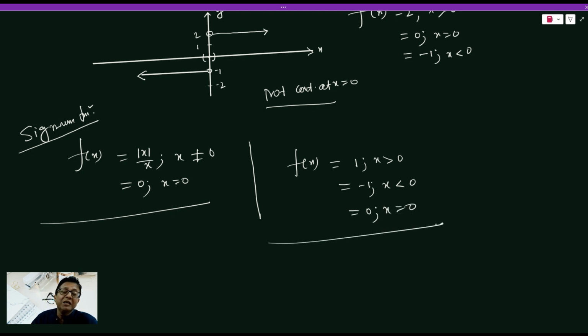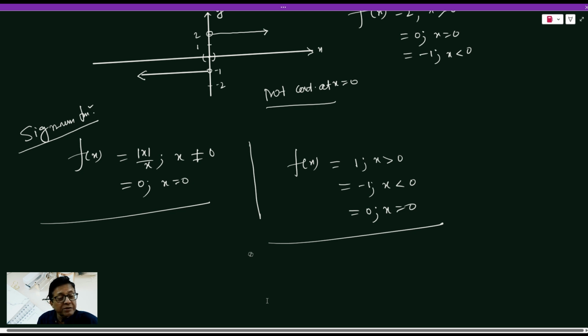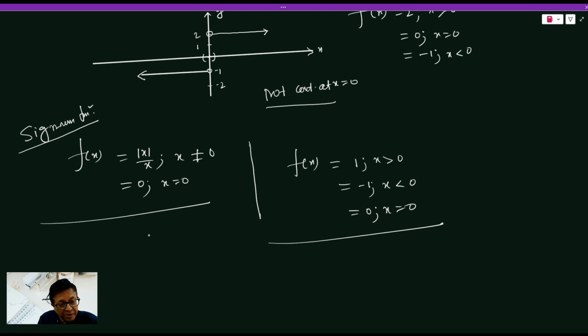In your textbook class 11, the graph of function was also there. So let me try to plot the graph of this function. When x equal to 0, it is 0. It is 0 here, similar to previous one. This function is also not continuous at x equal to 0. Okay?